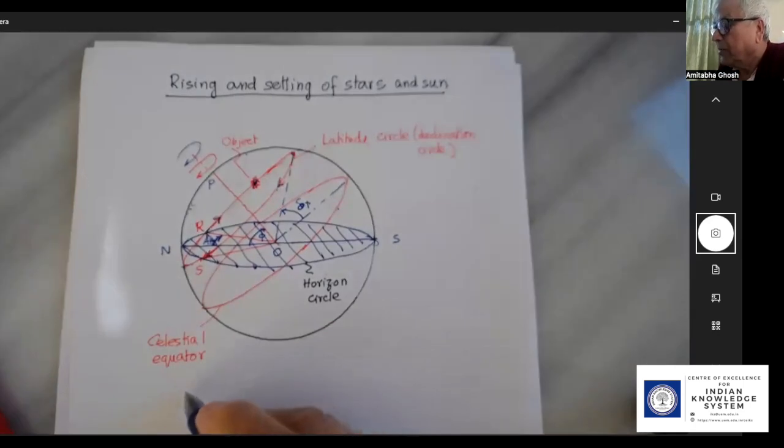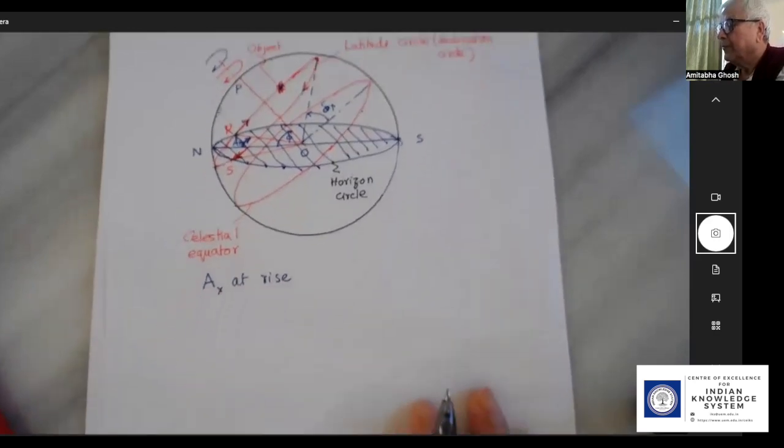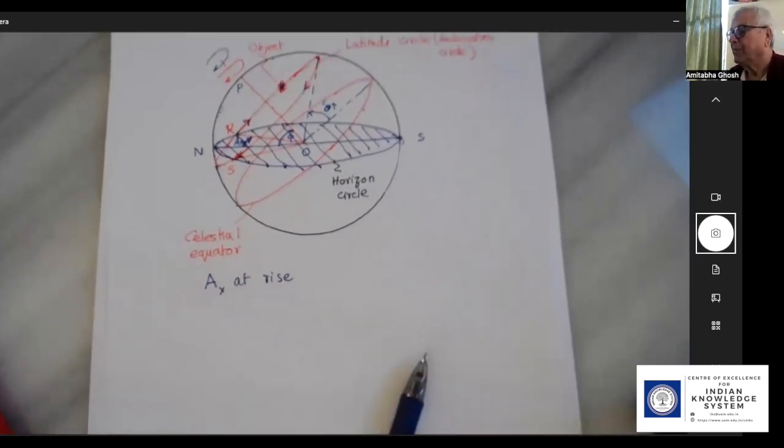Now you have to find out this azimuth. So what do you have to find out? The azimuth of X at rise. Now, what do you mean by azimuth at rise? Rising means what? What is the special condition in the horizontal system when you consider something is rising? What do you mean?